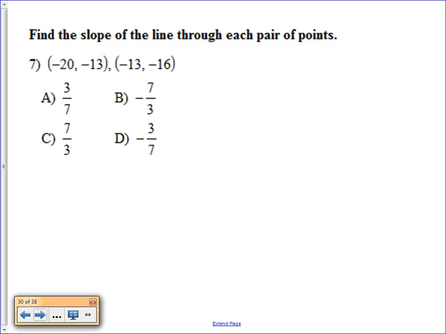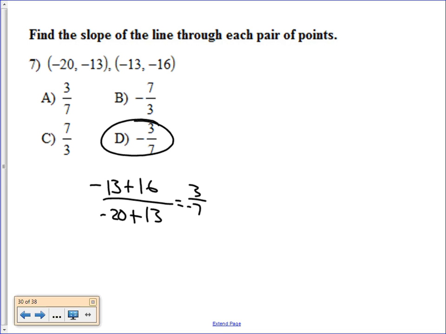The 7th problem is slope. Negative 13 minus negative 16 is on top. So you got negative 13 plus 16 over negative 20 plus 13. Again, 3 and negative 7. It's D. Again, y2 minus y1 will just change the signs.